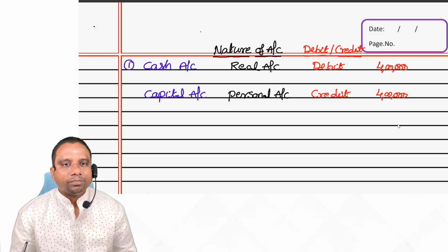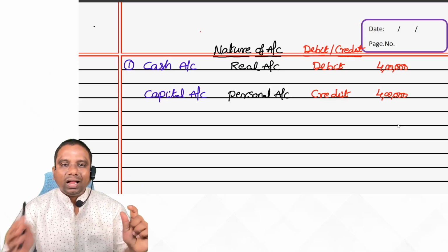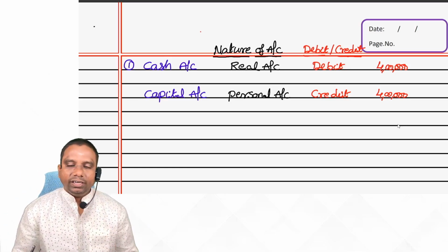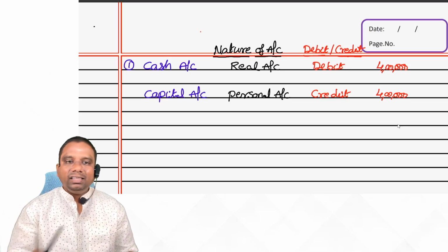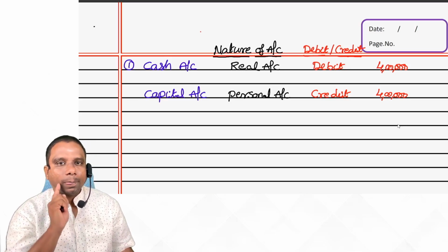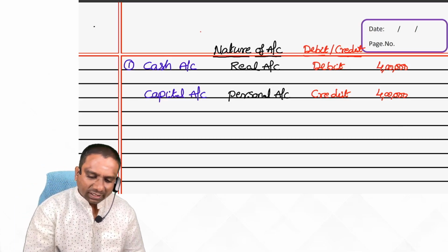Entry completed. Here, the only problem is identifying accounts and which account is debited, whether this account is debit or credit. Once you have analyzed like this, recording the entry is nothing. Is it clear, students? Yes. Now come to the second one.